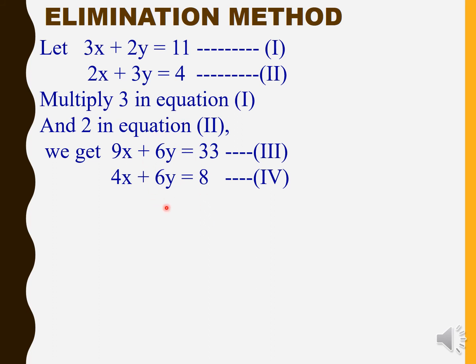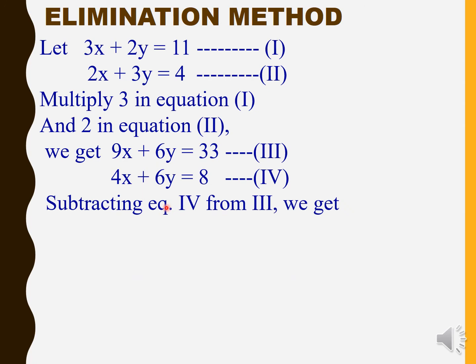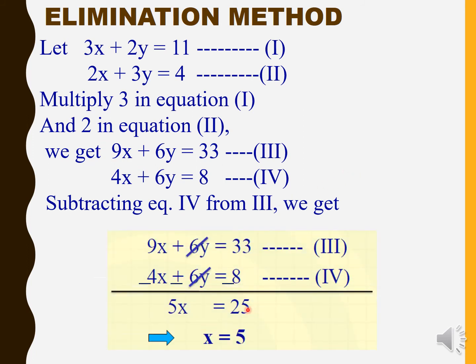to eliminate y. So the next step will be to subtract equation 4 from 3. So from 3 we will subtract equation 4. When we do that, we are changing the signs. All of them were positive here, and now we are changing the signs as we are subtracting. So when we do that, we can see that 6y is getting eliminated, and now we are left with only x, only one variable. So we are getting the value of x as 20 by 5, that is x equals 5.